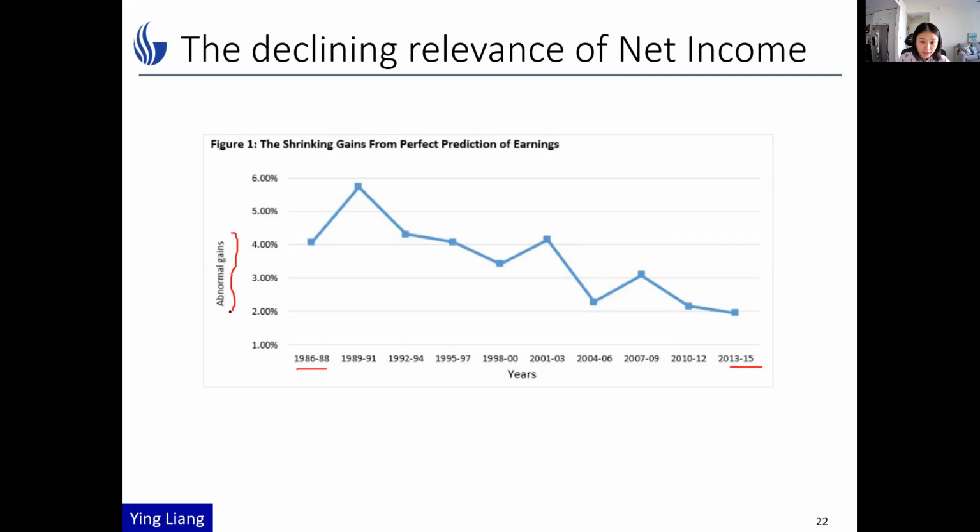This is the abnormal gain here. If I'm going to buy with positive earnings and sell with negative earnings, the gain is shrinking. That means there is less and less correlation between the income statement's net income and the stock return of the same company. So maybe you have a good year in your net income, but your stock doesn't perform well. In fact, the relevance is steadily declining.